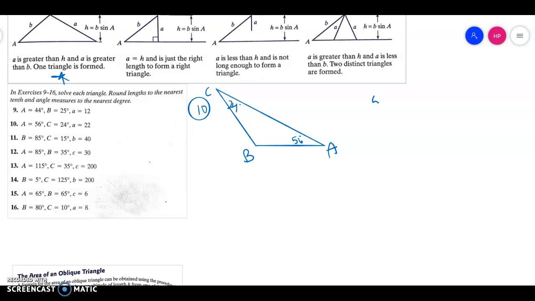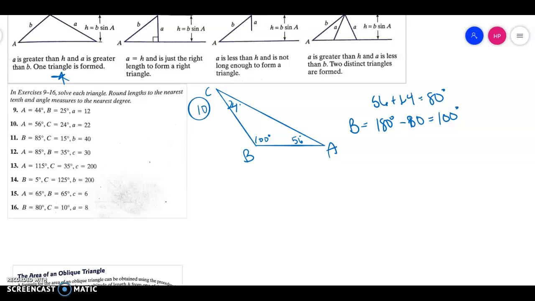But if I add 56 plus 24, that is 80 degrees. All triangles have to add to 180. So if I subtract 80 from 180, then I have 100 degrees left, and that is what angle B must be equal to. So in solving the first part, I have that it's exactly 100 degrees.